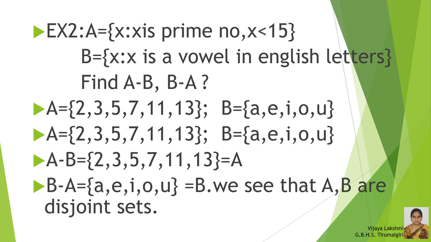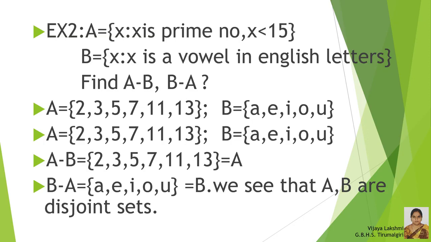So A is equal to all the primes which are less than 15. So primes start with 2. So the elements of A are 2, 3, 5, 7, 11 and 13. B is equal to the set of vowels A, E, I, O, U.